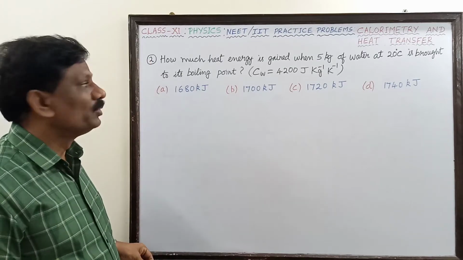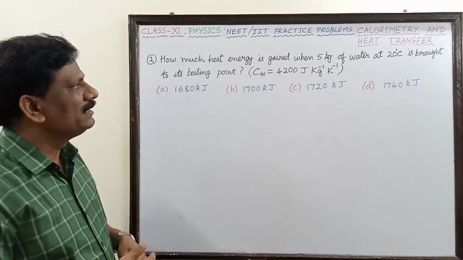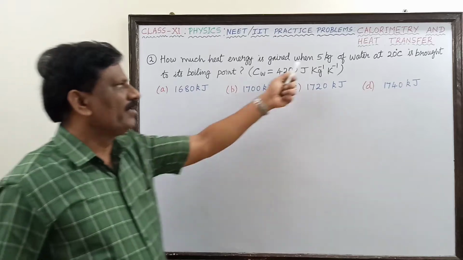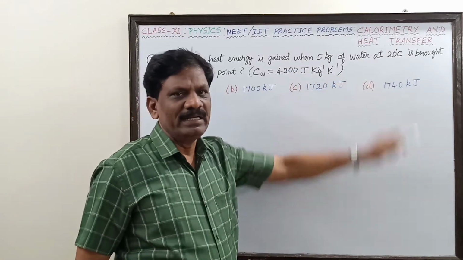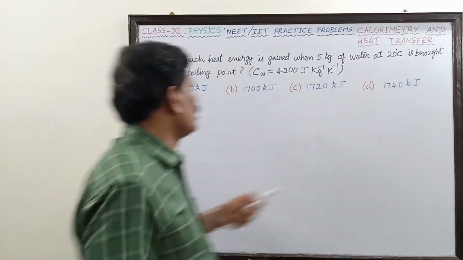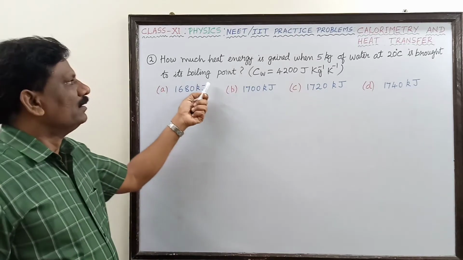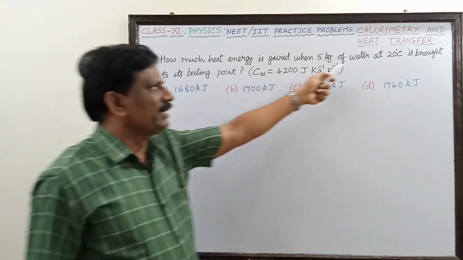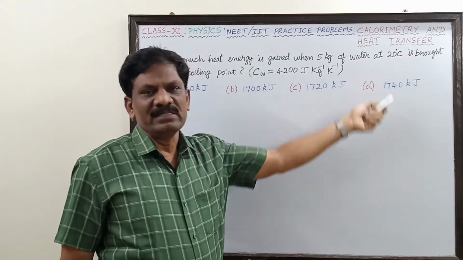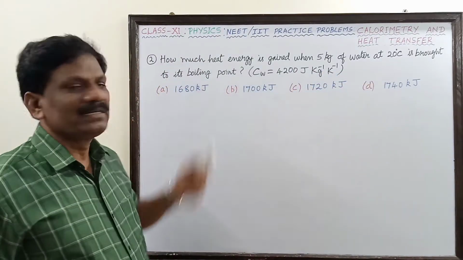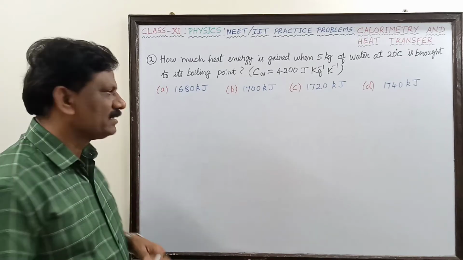MCQ number 2. How much heat energy is gained when 5 kg of water at 20 degrees Celsius is brought to its boiling point? So, the initial temperature of water is 20 degrees Celsius and the final temperature, the boiling point, is 100 degrees Celsius.